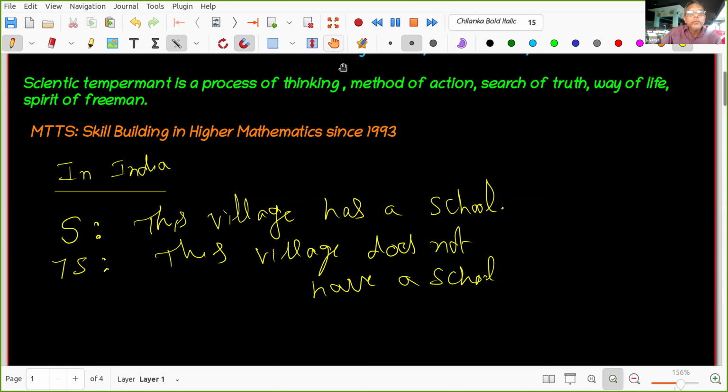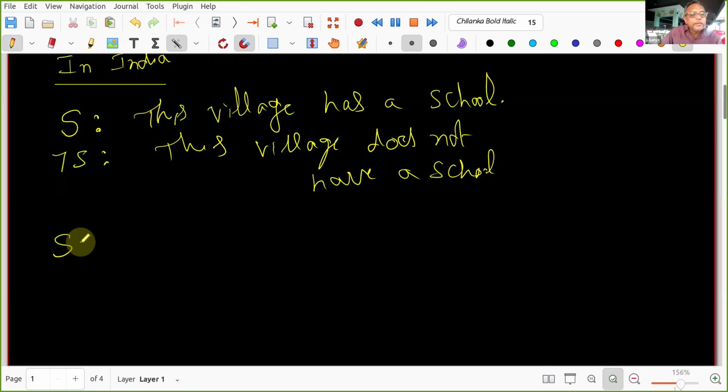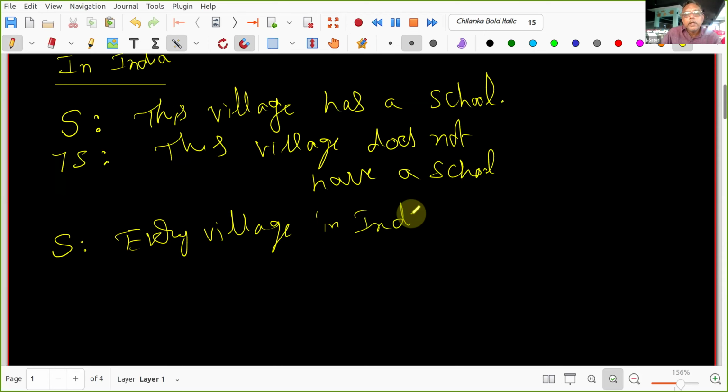Now I'm changing the statement. Now my statement is this: every village in India has a school. Okay, every village in India has a school, right? Somebody want to comment? Every village in India has a school.